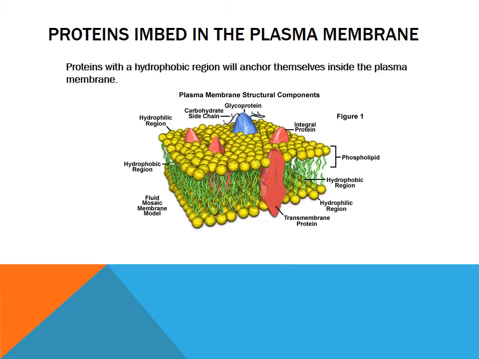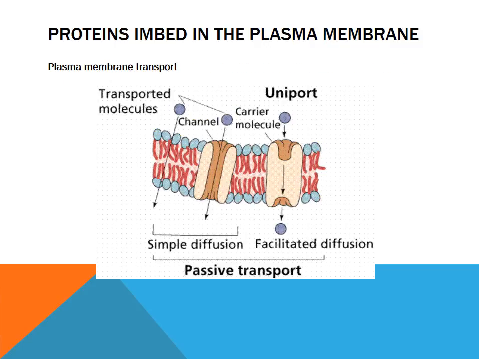Those proteins that go all the way through are called transmembrane proteins. And some of them are going to act as channels. They'll let some things into the cell, but not others. That's called protein transport or plasma membrane transport. You have to get some materials from outside of the cell into the cell, and some things from inside of the cell to the outside of the cell.